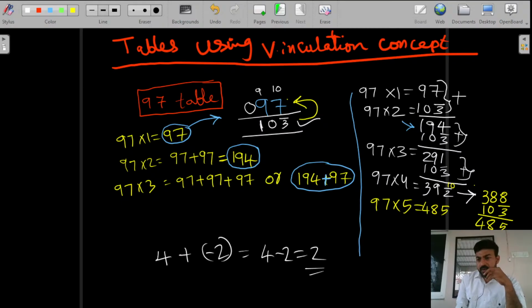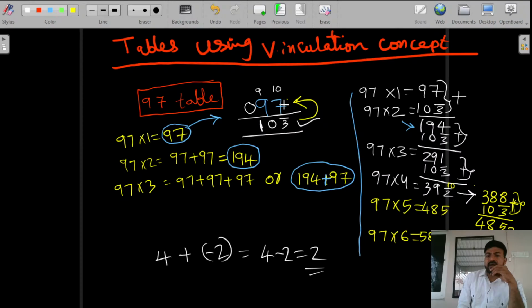Now you have to add 10 bar 3 to 485 to get the answer for 97 sixes. So 5 minus 3 is 2, 8 plus 0 is 8, 4 plus 1 is 5. Here you are adding, don't forget that. But when you are adding one positive number and one negative number, that becomes subtraction. Addition of 8 and minus 3 becomes 8 minus 3. Here also addition of 5 and minus 3 becomes 5 minus 3, that is 2. So 97 sixes are 582.